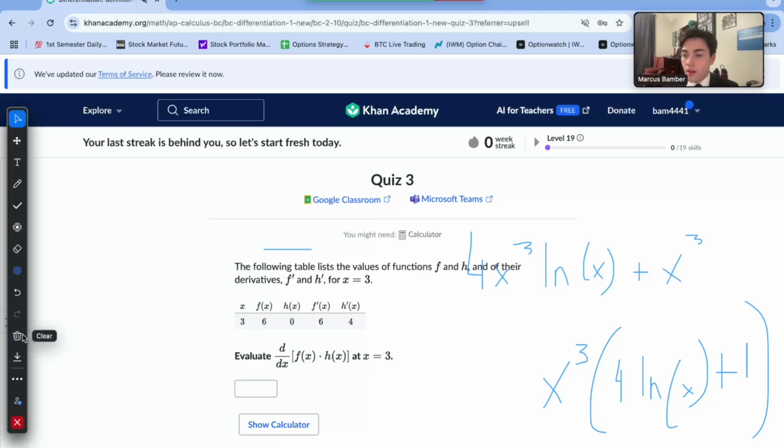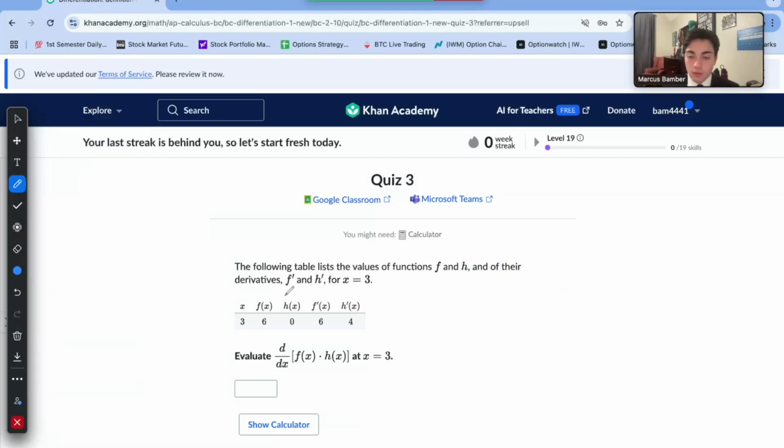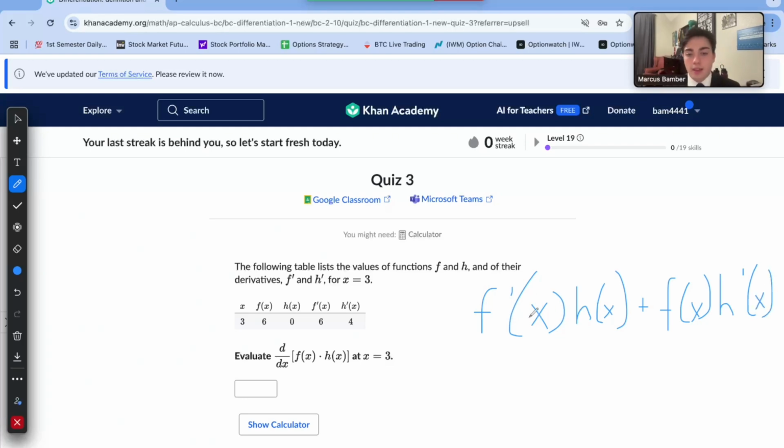Moving on to another product rule. Just going to write this out. Derivative of the first times the second function plus regular first times derivative of the second function. Alright, now let's substitute in all of our values. Just pretend each of these x's has been substituted out for 3. This is 6 times 0 plus 6 times 4. We're left with simply 24 as the correct answer here.